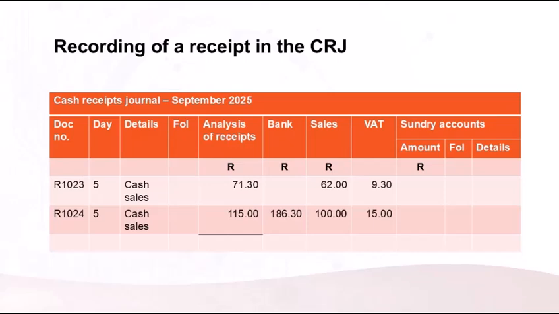If this was now our last cash sale for the day, and we are going to bank the money that we received for the day, we will add up the analysis of receipts column. If we do that, we get an amount of 186 Rand and 30 cents. That total will be written in our bank column as the total amount received for the day. And since we deposit that into our bank account, our bank column will now match what our bank statement will later show as the deposit for the day.